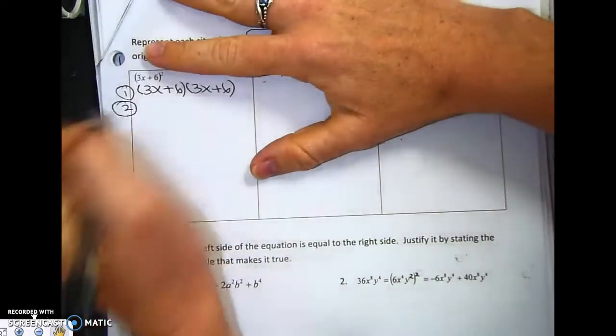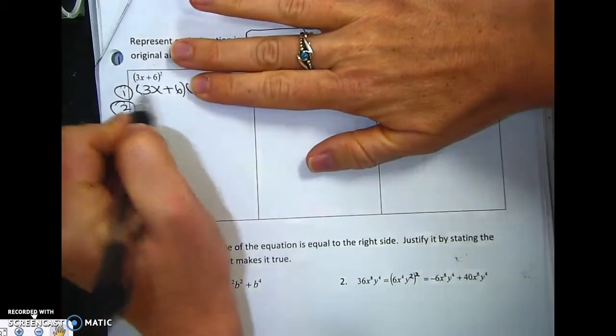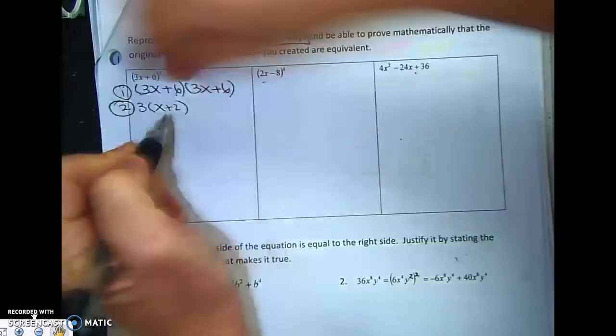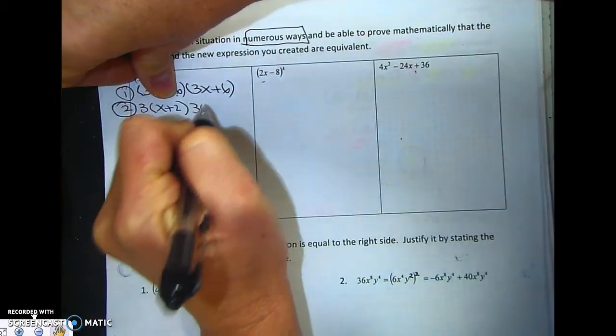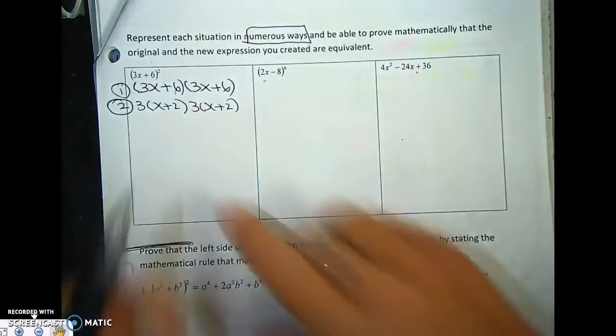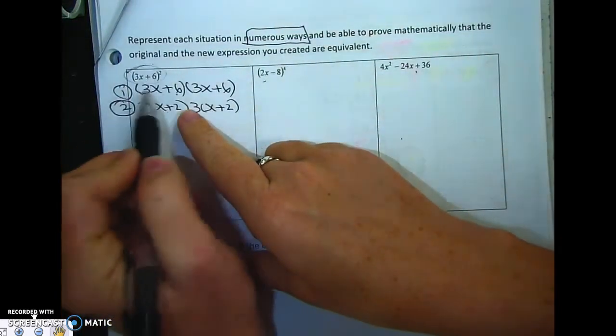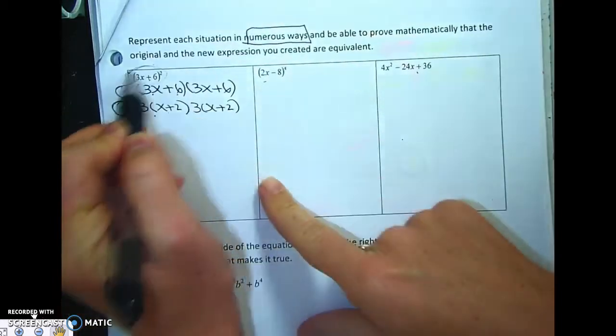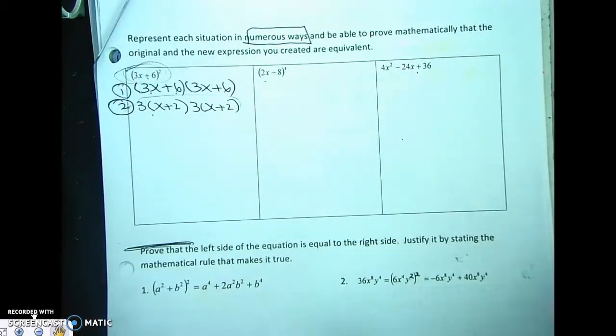Another way you could write it is you could take out the 3 from here, be left with x plus 2. Take the 3 out from here, and be left with x plus 2. Now I have two different ways. What that means is if I put this equal to this, it'll be true. If I graph this and graph this, they'll be right on top of each other.